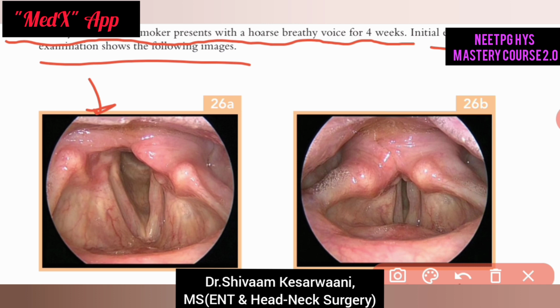So this long duration of breathy voice and smoking history led us to do this endoscopic examination of the larynx, and here you can see some peculiar findings, right? So this is your right vocal fold, this is your left vocal fold. You will observe that both right and left are not equal and there are some abnormalities.